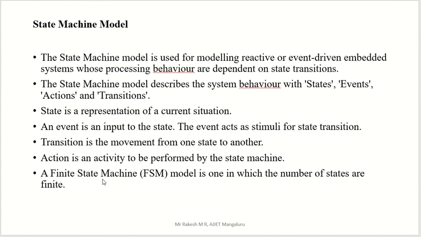Now, a finite state machine, FSM, model is one in which the number of states is finite. So this is the explanation of the state machine we have seen here. Now what do you mean by finite state machine? If the number of states is finite, then that is called a finite state machine. We have another one, infinite state machine, which means the number of states is infinite. Here they have given information about the finite state machine.